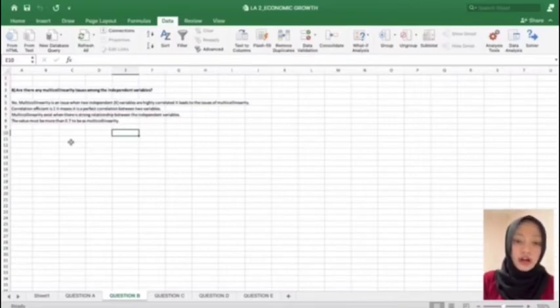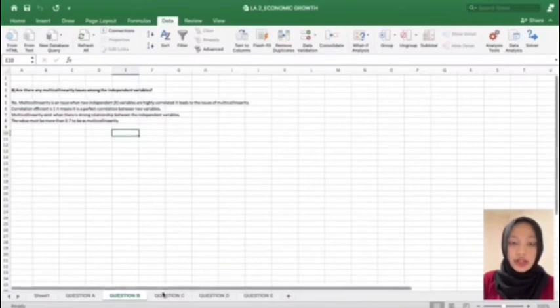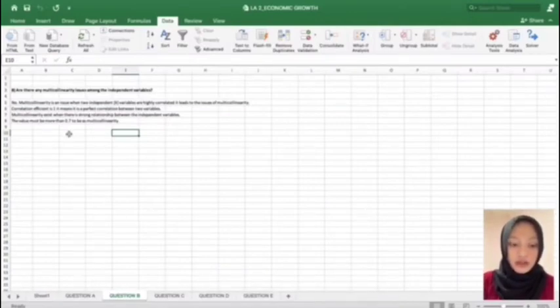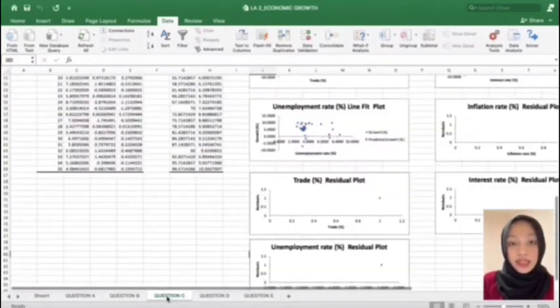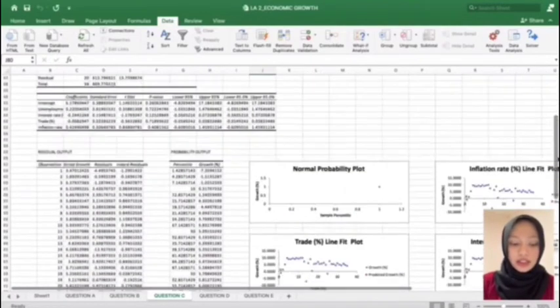It is because multicollinearity is an issue when two independent variables are highly correlated. So multicollinearity exists only when there is a strong relationship between independent variables. And the value must be more than 0.7 to be considered multicollinearity.